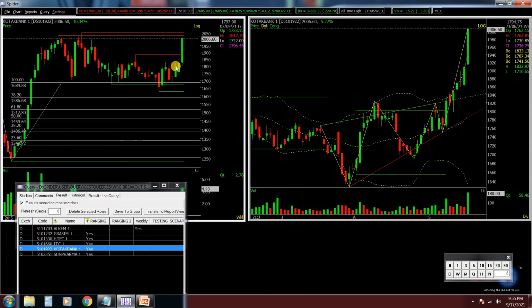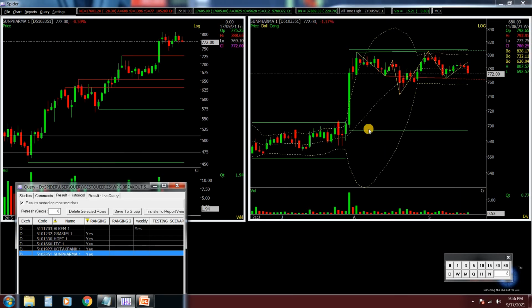3rd September closing was 1722. On 7th, on Tuesday, it has tested its previous 3 days low and got a huge rally. Sun Pharma, 3rd September closing was 790.